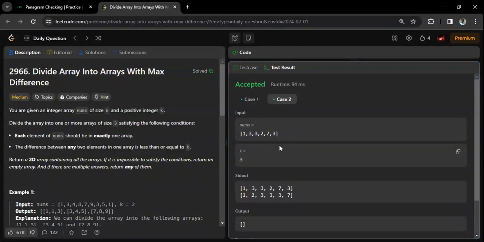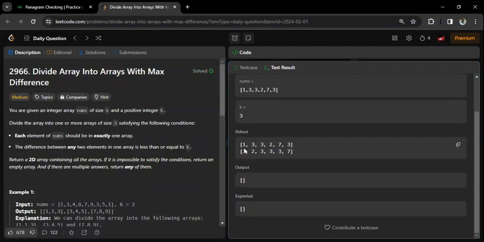So coming to example 2, as you can see here, these are the triplets which we have. So this is the sorted array. In this particular case, let's talk about the first triplet first. Here k is given as 3. So what is the maximum difference possible in the first triplet? Definitely it is going to be 3 minus 1, which is 2. Is 2 less than 3? Definitely that is the case.